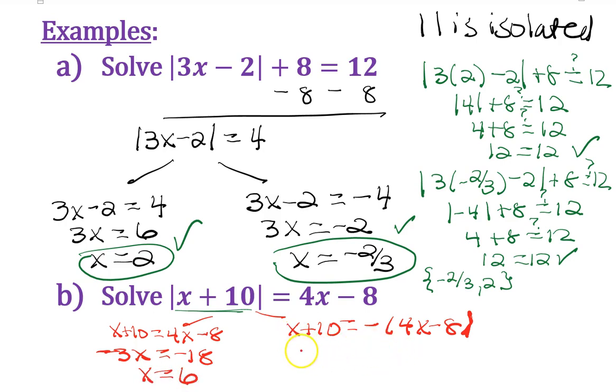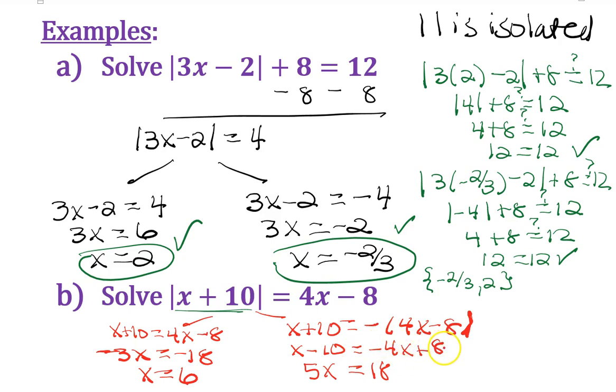And here we've got to distribute that negative on the right-hand side, and it becomes negative 4x plus 8. And when we solve for x, we'll have 5x equals 18. No, that's not right, is it?